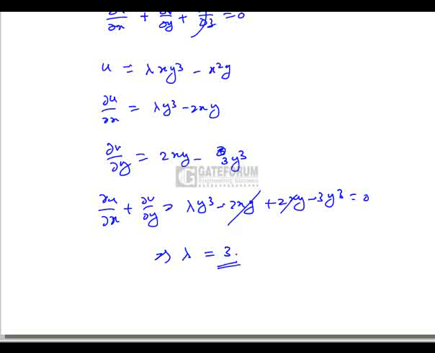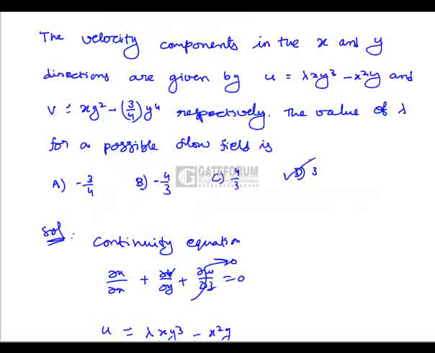So for the possibility of the flow field, lambda should be equal to 3 to satisfy the continuity equation. So in the options, the correct option is D. D is the right answer.